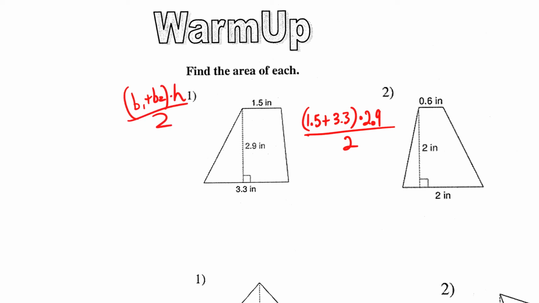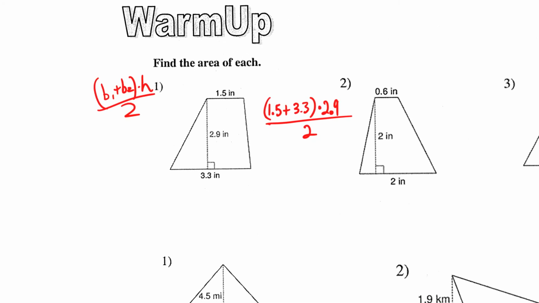So in this one, it's 1.5 plus 3.3 in parentheses, that has to be in parentheses, times the height of 2.9, all divided by 2. And what does that give you?